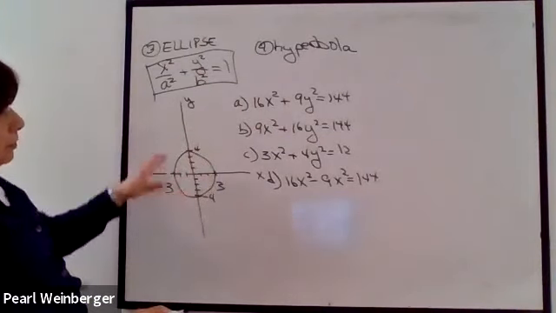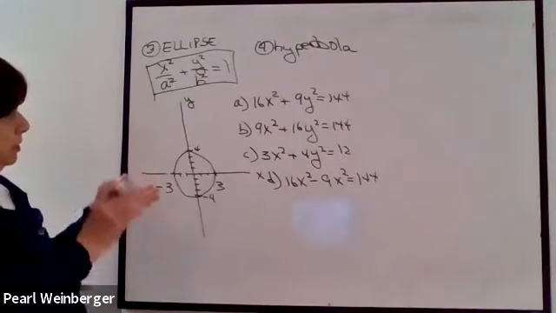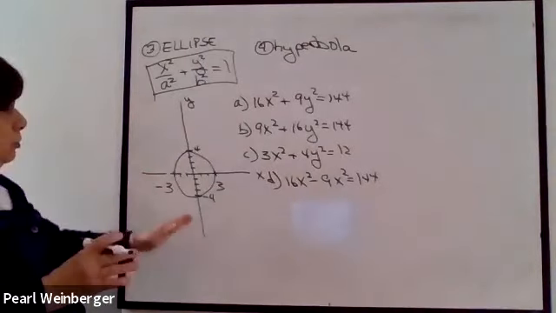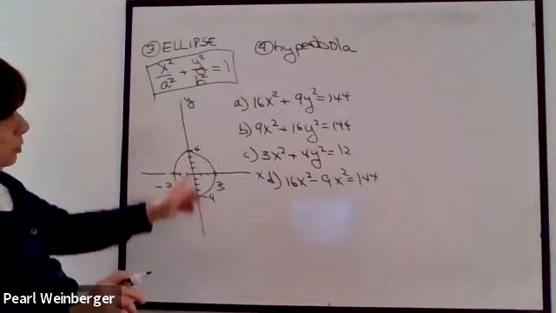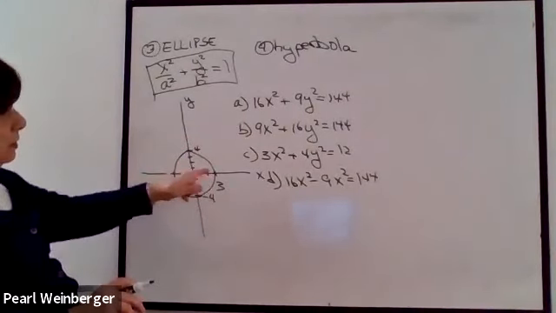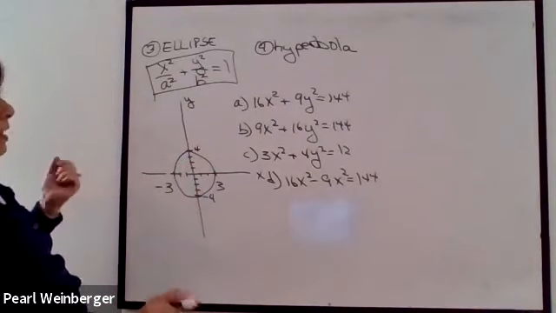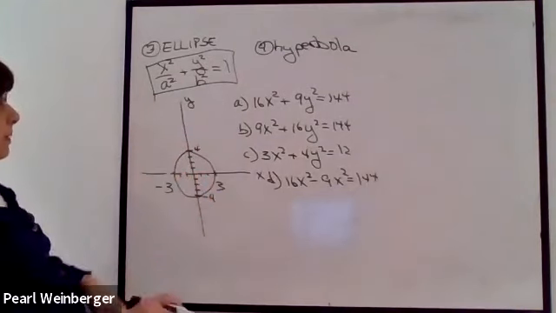First of all, if you notice, some ellipses look almost like circles because the major axis and the minor axis are almost the same size. In this case, the major axis is 8 units and the minor axis is 6. But they didn't ask us that information. They wanted us to write an equation of this.